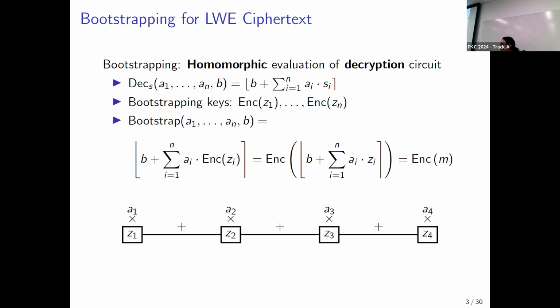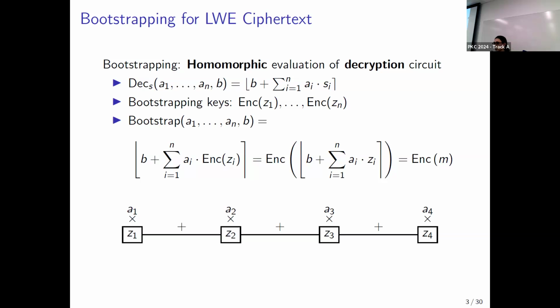So let me start by briefly going over what bootstrapping for LWE ciphertexts looks like. Bootstrapping is basically a homomorphic evaluation of a decryption circuit. So what does this mean? If we take the simple decryption of an LWE ciphertext, and this was mentioned in the talk before, we have an inner product between the ciphertext (A, B) and the secret key S. And following the inner product, we usually have a rounding operation.